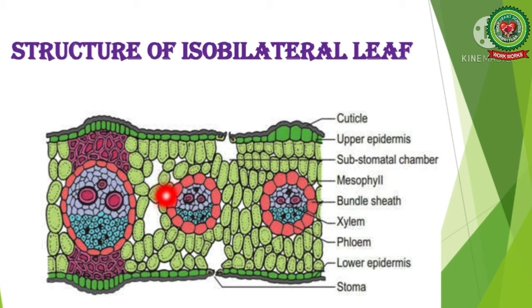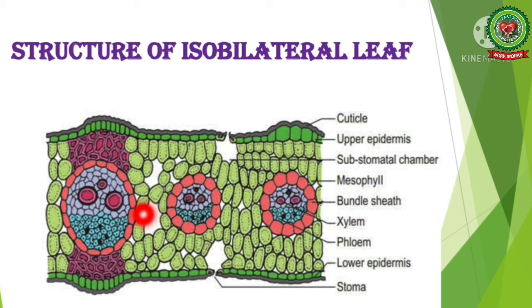Then come the vascular bundles. Vascular bundles are present within the mesophyll. They are arranged in parallel series and are collateral, conjoint and closed. Xylem is present towards the upper epidermis and phloem is present towards the lower epidermis. Xylem consists of vessels, tracheids and xylem parenchyma. It helps in conduction of water and mineral ions. Phloem consists of sieve tubes and companion cells and helps in conduction of food material.